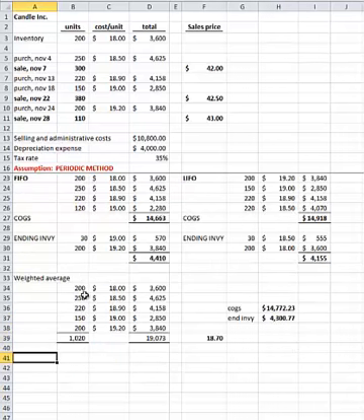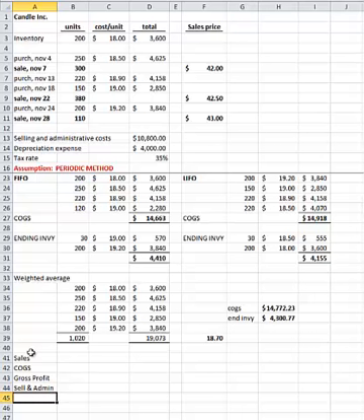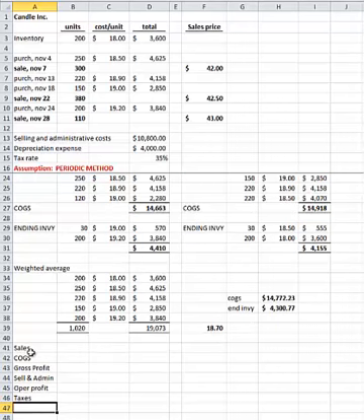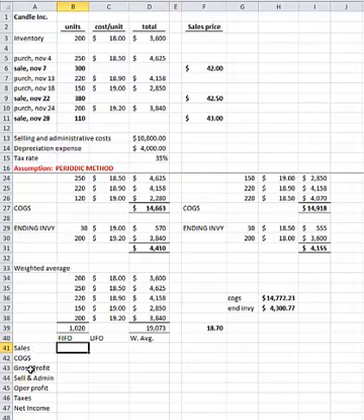All right, let's scroll down and create the income statement. Sales, cost of goods sold, down to gross profit. This is our subtotal. Then operating expenses, which they give us, gets us down to operating profit. Then we have taxes and then net income. So let's see, FIFO, LIFO, weighted average. There are our three methods here.